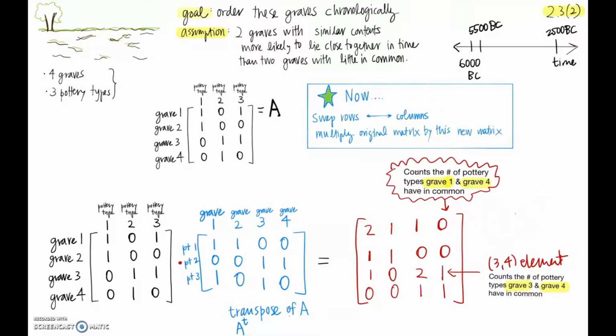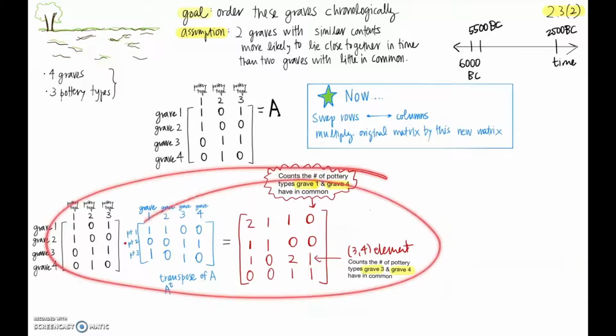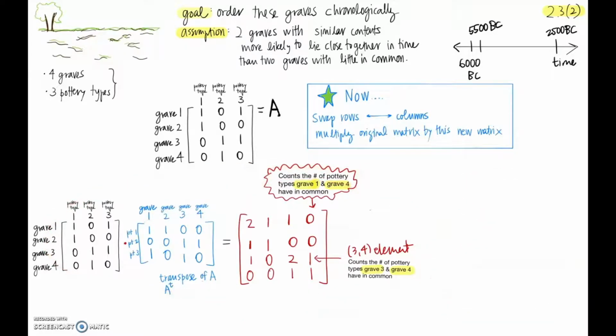Okay. Now, how do we take a matrix like this and actually order the graves? I mean, we have these numbers sitting here, but how is that going to help us decide which graves are closer chronologically? So I'm going to move these over a little bit because I want to give us a little space here to interpret all of these entries in this matrix. We already decided that this number right here told us that grave 1 and 2 had one pottery type in common. This element here told us that graves 1 and 3 had one pottery type in common. This right here told us that 1 and 4 had 0 pottery types in common.